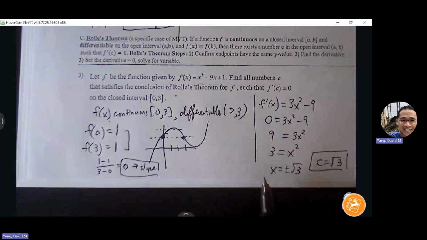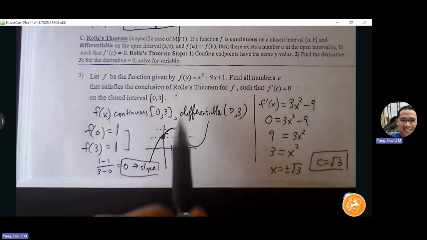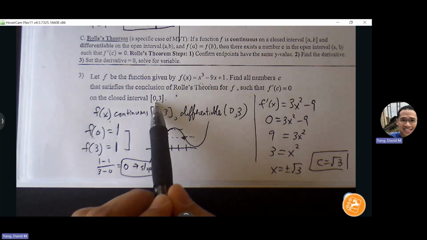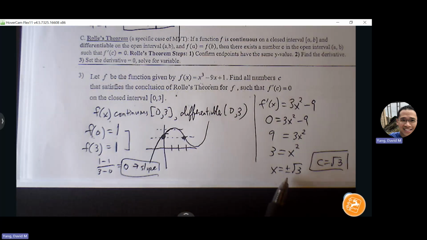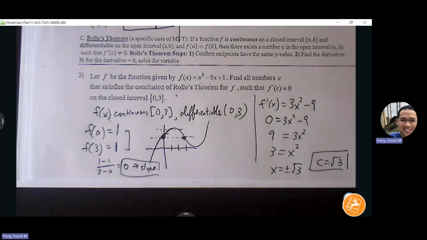I see positive. I'm sorry? Why is it only the positive? Because c is the x value. We're trying to guarantee a slope of 0 between these two endpoints. There are two places where there's a slope of 0, but if a location is outside the interval, then it's not part of our problem. So -√3 is outside the interval. Now, if both of your answers are outside the interval, there's something wrong, because we're guaranteed that there's at least one solution. So there must be at least one c value that lives between the endpoints.